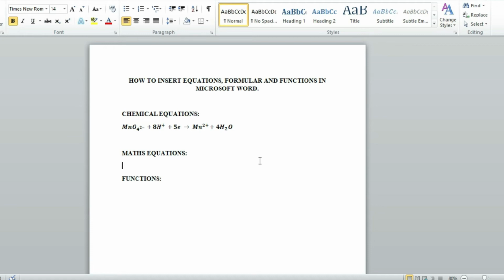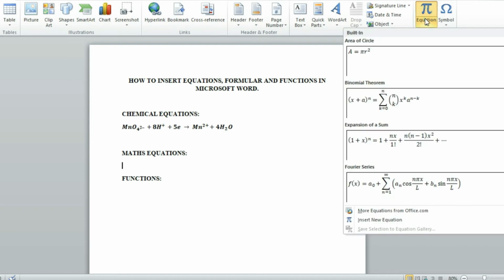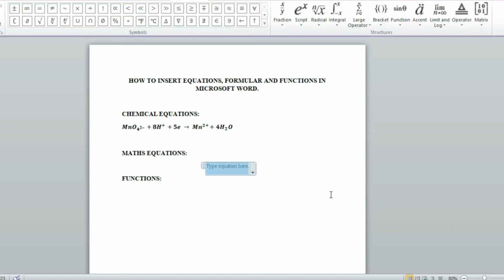I move to my next equation, which is the math equation. I'm going to do the standard deviation and the sample variance. We can always come back to Insert, under Equations the drop down menu appears, then we navigate to Insert New Equation. After here, we can always start with our standard deviation.